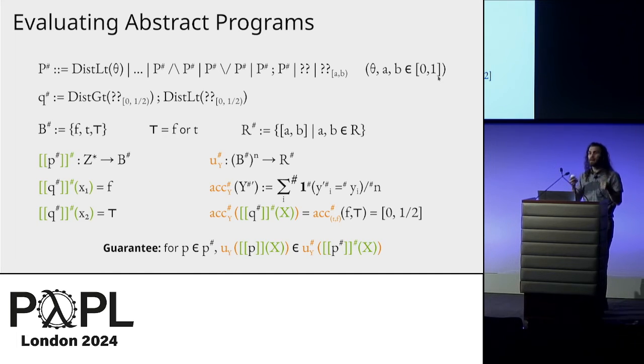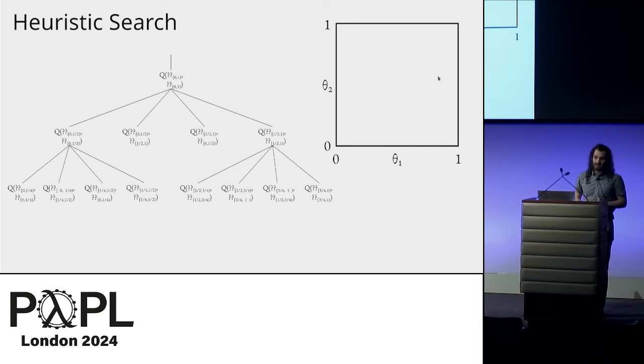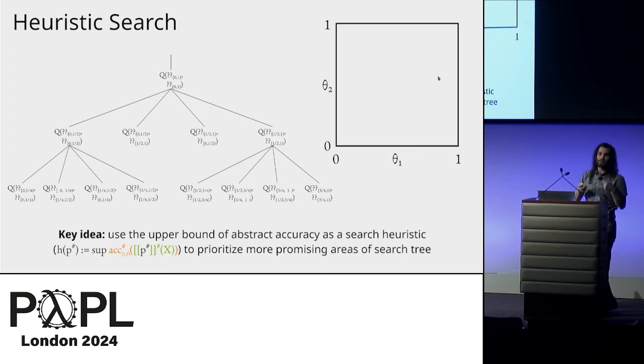And the guarantee that we actually have is that for any concrete program inside of an abstract program, the accuracy of the concrete program is going to be contained in the abstract accuracy interval of the abstract program. And so now what this is going to let us do is use the upper bound of this abstract accuracy that we get out of the abstract semantics as a search heuristic. So in particular, we take the upper bound, the supremum of this abstract accuracy, and this will let us prioritize the more promising areas of the search tree.